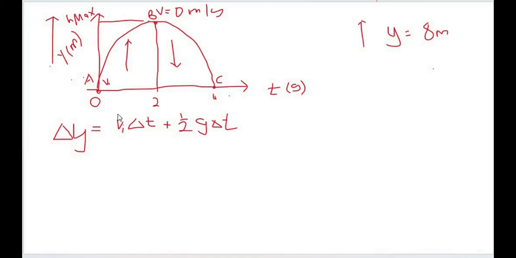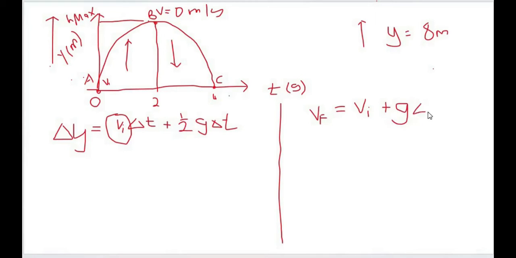So our first task is to find vi, right? So how do we do that? We also use our equation of motion. So we can say, okay, vf, this is the one that we're going to use, final velocity, equals vi plus g change in t, right? So we have to find vi, that's what we're looking for.